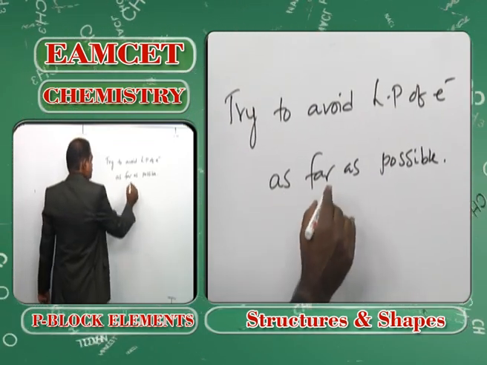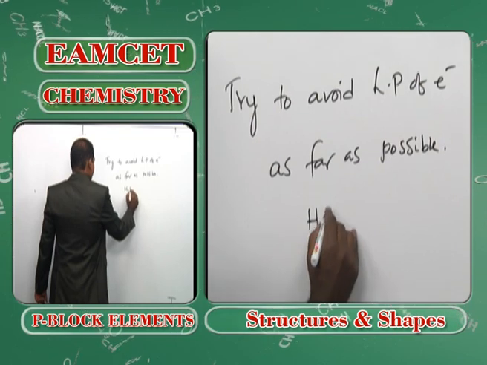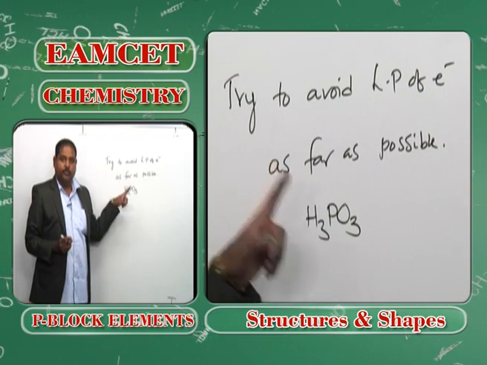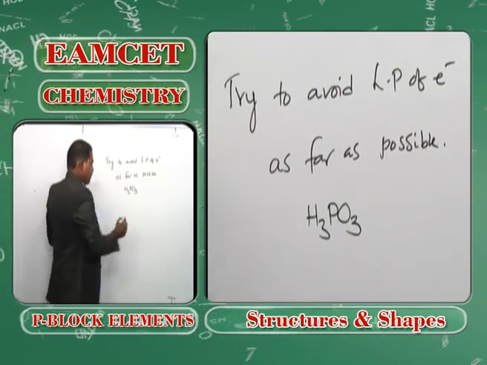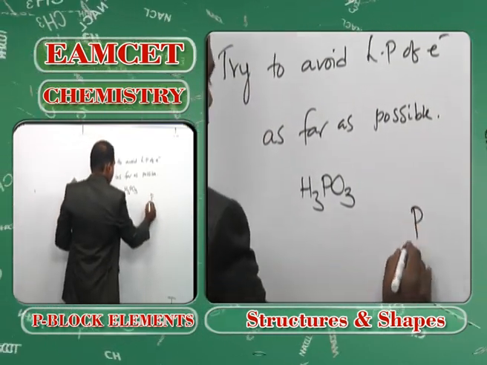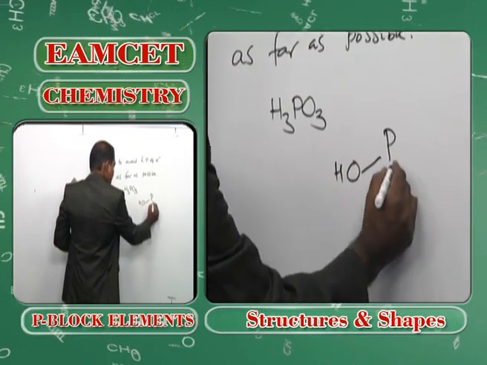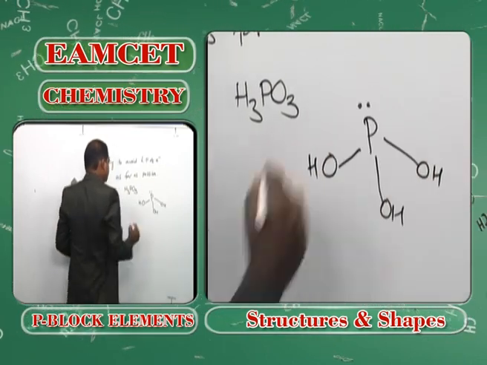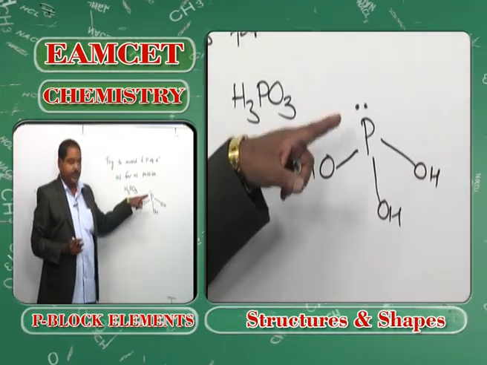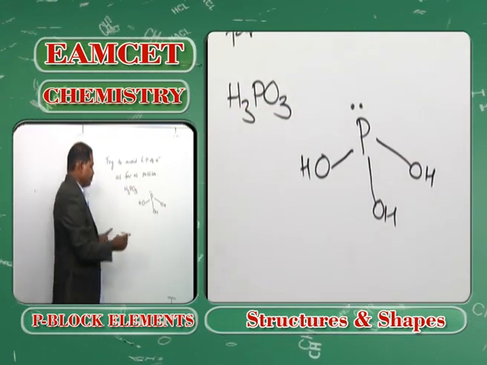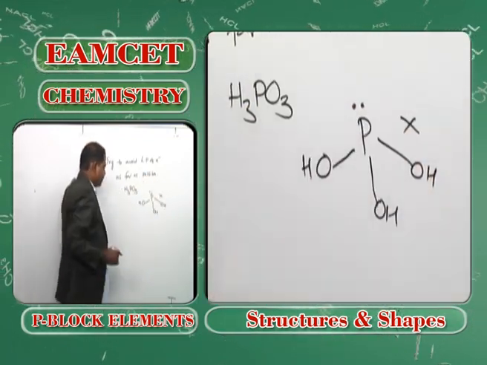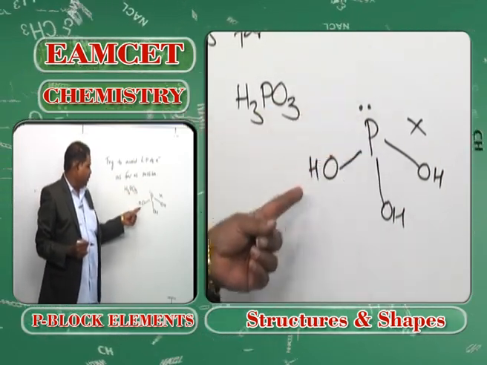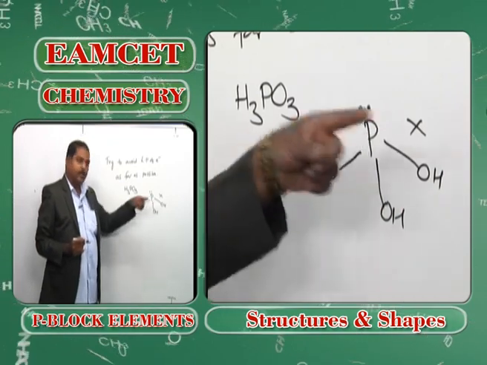H3PO3. We already discussed that is an exception. It doesn't have 3 OH groups, and that is indeed true, and we will see why. Phosphorus, you take 3 OH groups. By doing like this, you are allowing a lone pair to be present on phosphorus. Here in this case, phosphorus has a lone pair, and we should see that lone pairs are avoided. How can we do that in this particular case? Make one oxygen directly bonded to phosphorus and one hydrogen directly bonded to phosphorus.